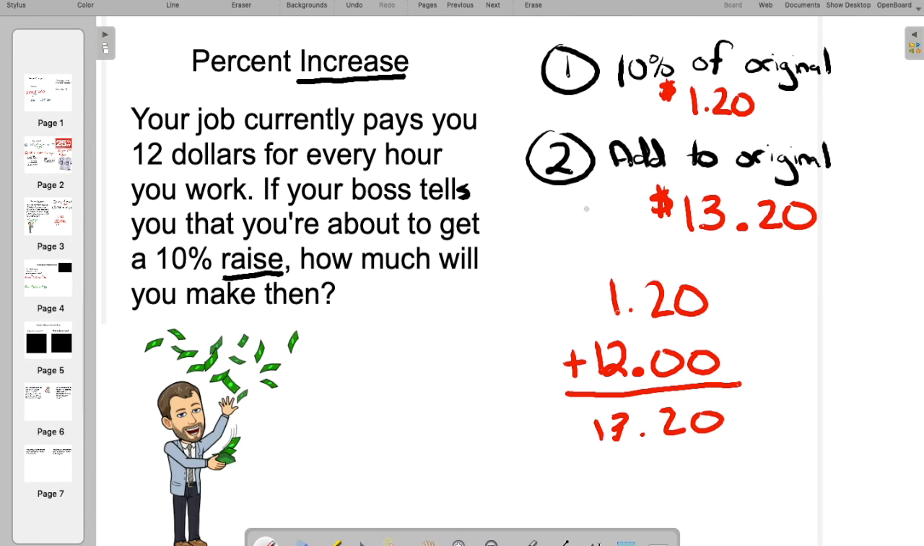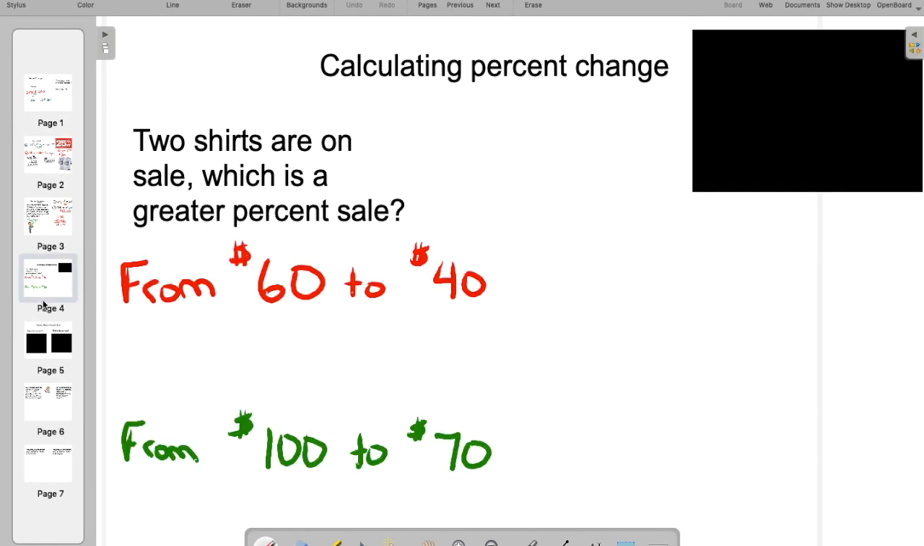Okay? These problems are always 2 steps. You find the percent of the original, and then you either add or subtract, depending if you are percent increase or percent decrease. So the last part of this video is when you are given the change. So it changed from one number to the other, but now you want to know how much percent did it change.